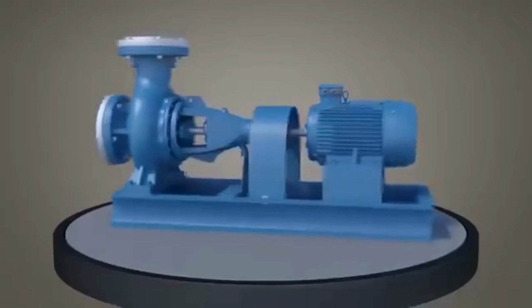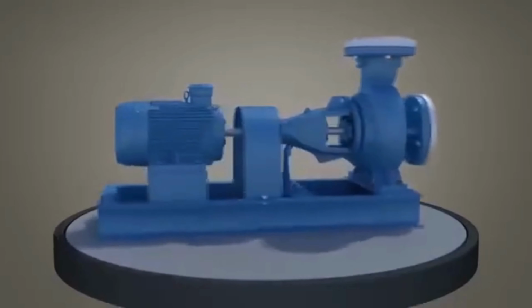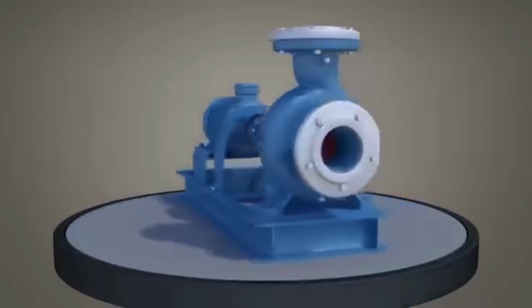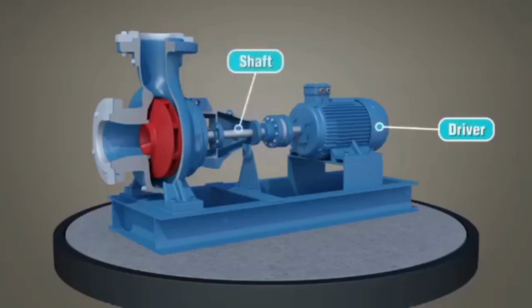A centrifugal pump converts power into pressure rise to transport liquids from one location to another via piping. A centrifugal pump consists of four main components: the driver, the shaft, the impeller, and the casing.